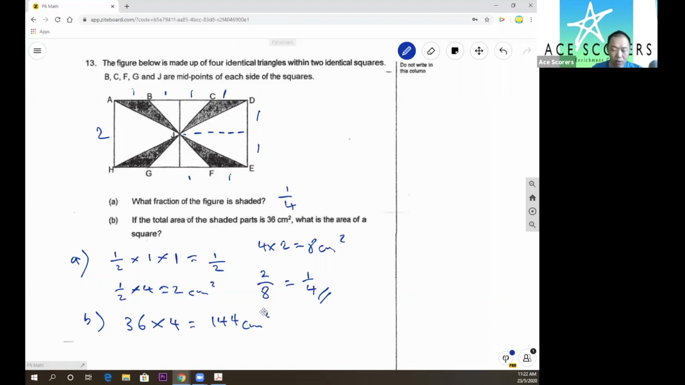And if I want to find the area of a square, because it's made out of 2 squares, right? So you take 144 divided by 2, I get 72. So 72 is the area of 1 square. That's it.